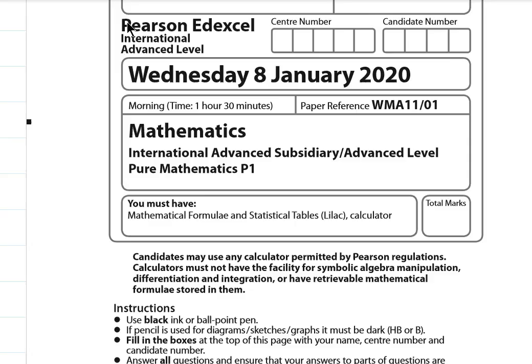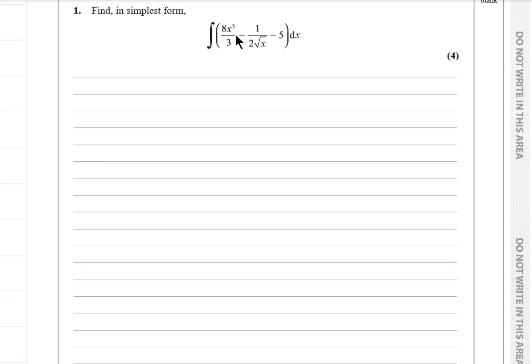Okay, let's start. Number 1, find in simplest form. First we should put the integral in what we call integrable form, which means 8 over 3 x to the power 3 minus half. x will be to the power half in the denominator, but up we can write it as negative half, x to the power negative half, minus 5, all multiplied by dx. Okay, we are ready to integrate now.